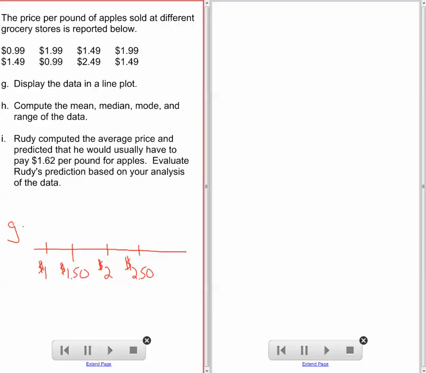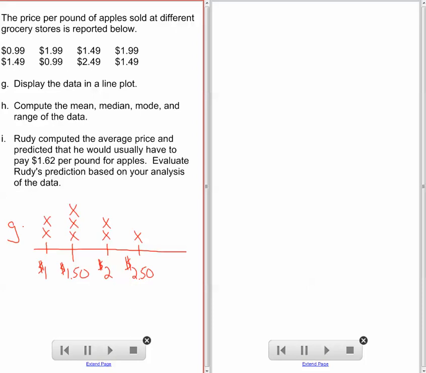Every time we have a dollar or 99 cents, we put an X over that dollar. $1.99, put an X over $2. $1.49, X goes there. $1.99, that's $2. $1.49, 99 cents, $2.49, and $1.49. So there's our eight stores and how much they charge per pound of apple. You can see the range of the prices better this way, and you can also see what price occurs most often this way.